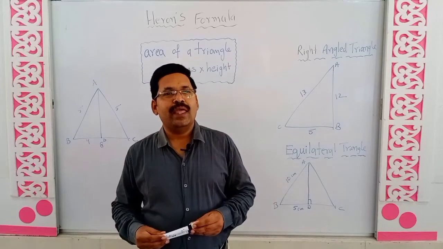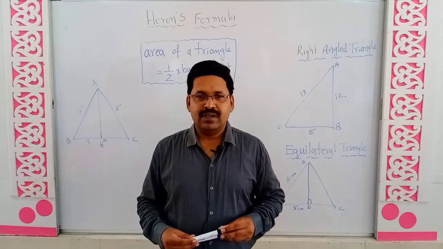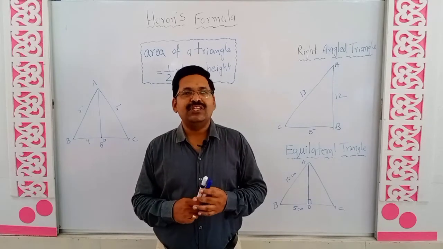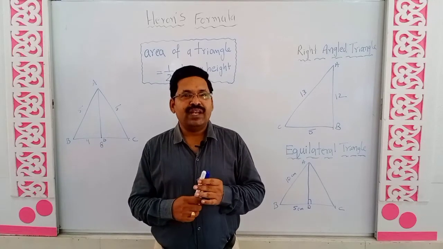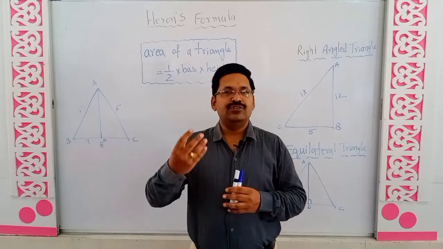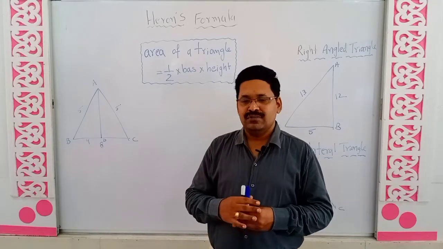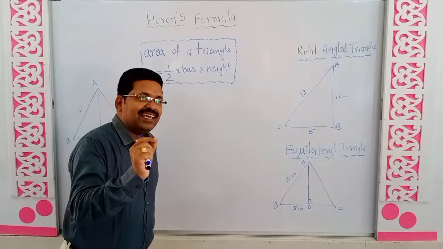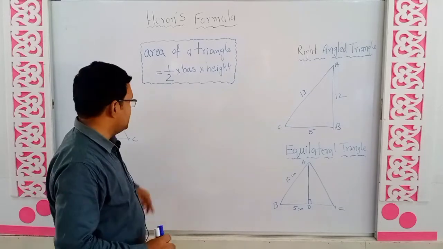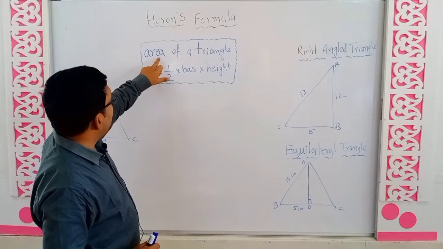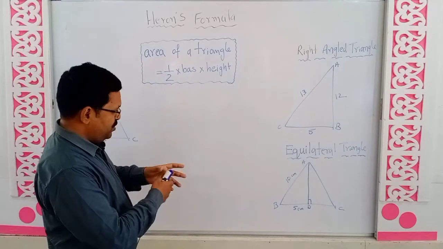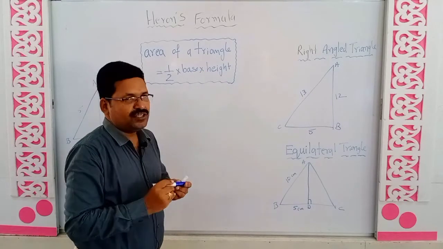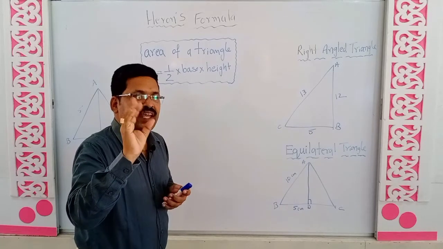Today I would like to begin a new topic, Heron's Formula, 9th class CBSE chapter number 12. Before jumping into Heron's Formula, I would like to take you to a familiar topic that you already know. What is the area of a triangle? Everybody knows it, so I don't want to spend much time on it. Area of a triangle is half into base into height. That is the formula for the area of a triangle.